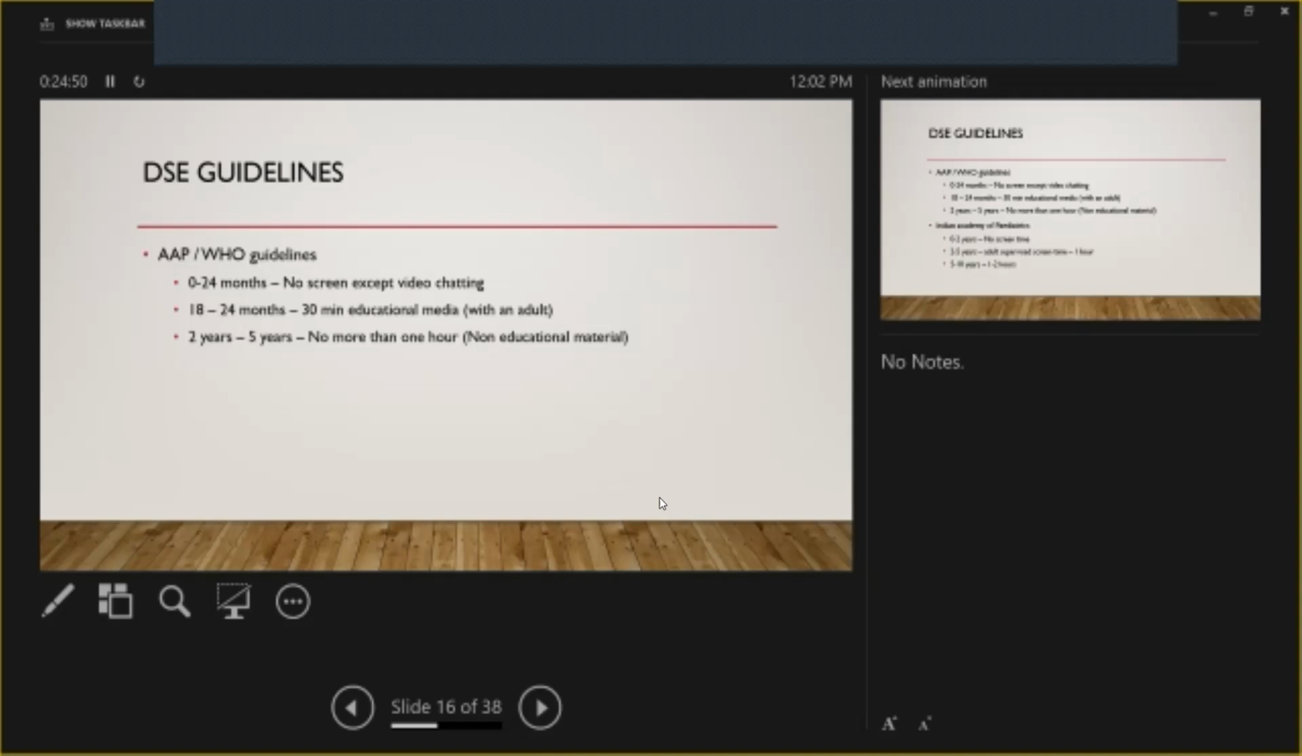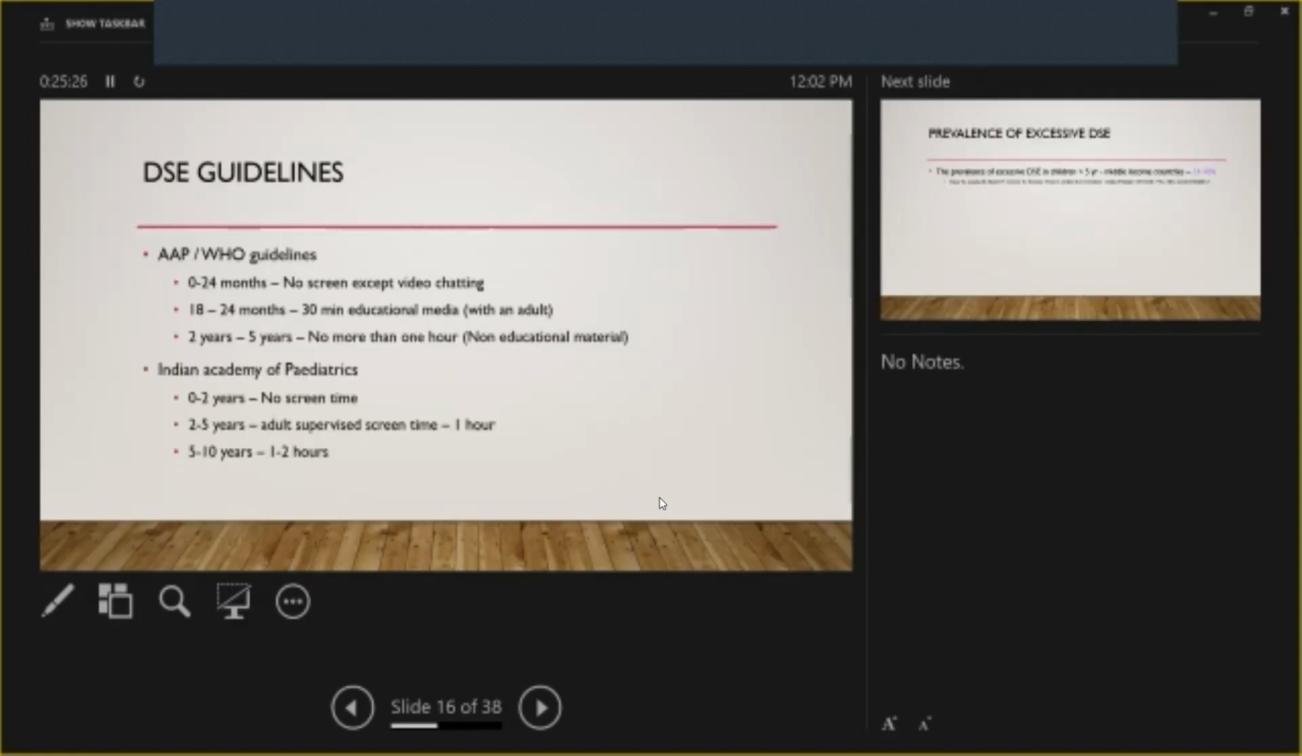From 18 to 24 months, you can use 30 minutes of educational media with an adult. From 2 years to 5 years, no more than 1 hour of non-educational material. Why have I mentioned non-educational material? Now even preschoolers have Zoom sessions, so those are okay, right? But non-educational, although this is 1 hour, at a time it should be 30 minutes. So altogether 1 hour. You can't have more than that below 5 years, right?